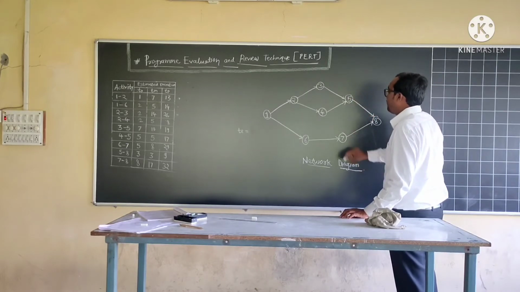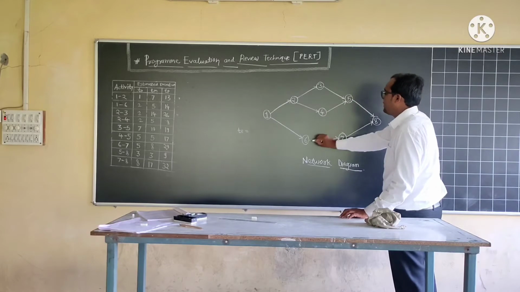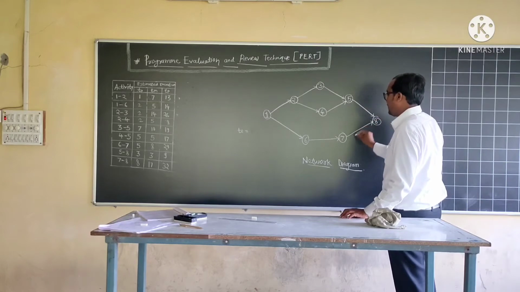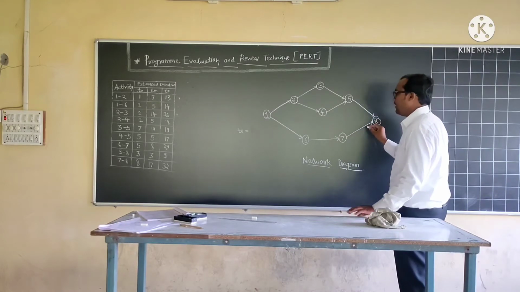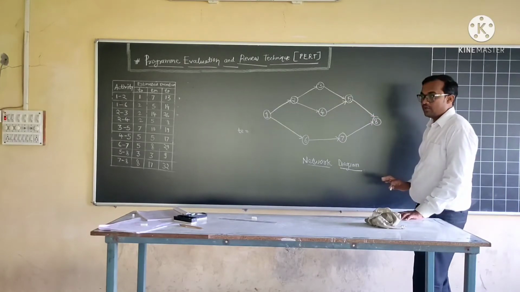Next is activity 4 to 5. Activity 4 to activity 5. Activity 6 to activity 7. And activity 5 to activity 8. And lastly activity 7 to activity 8. So in this way, depending upon this data, the network diagram is already drawn.